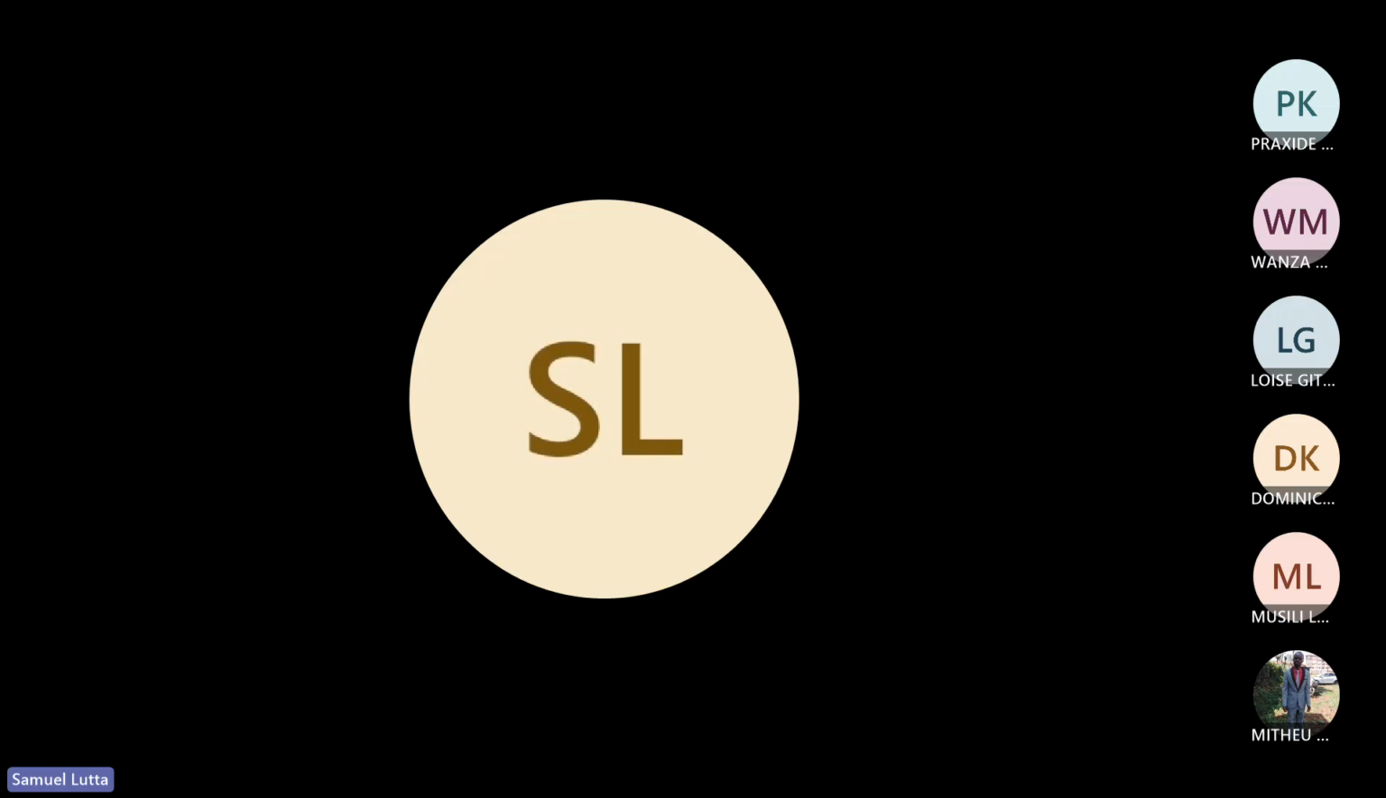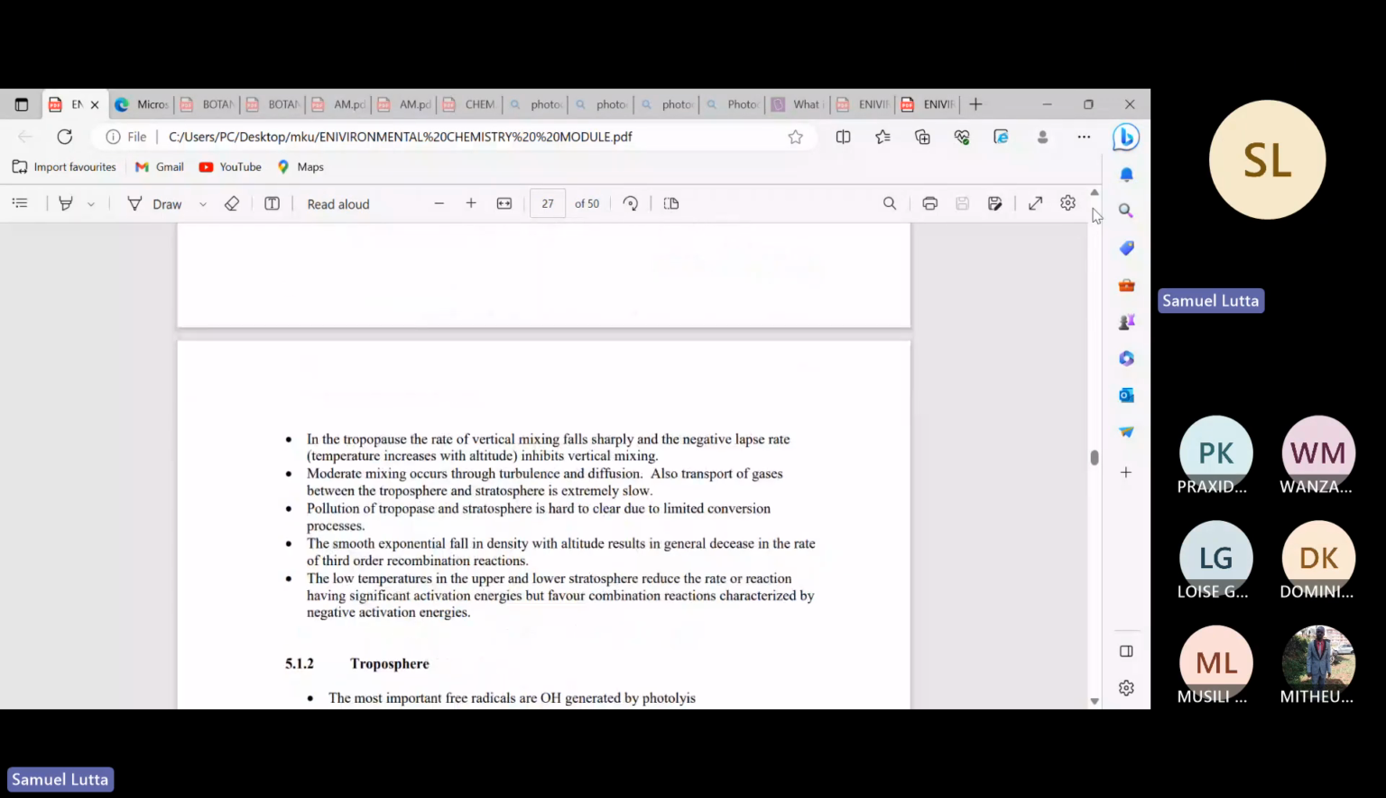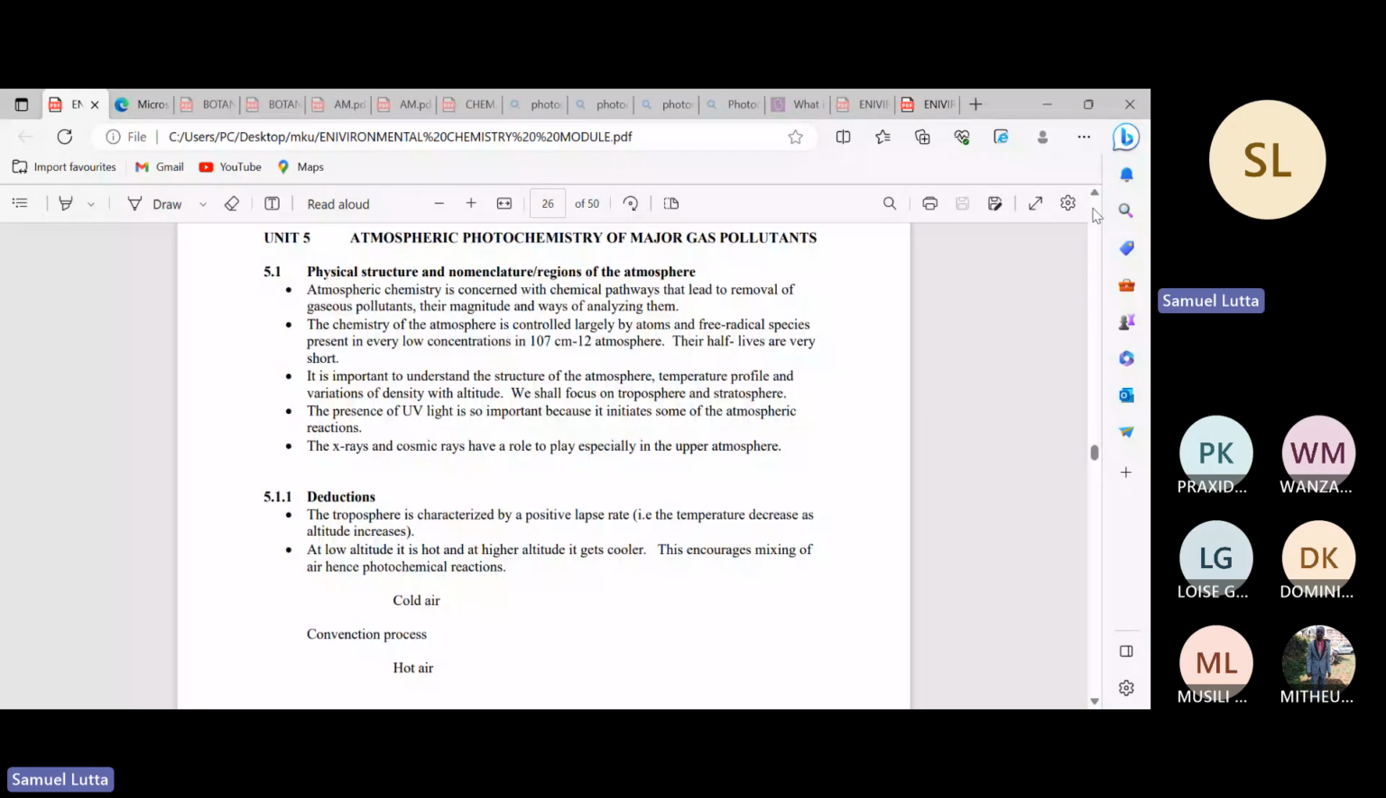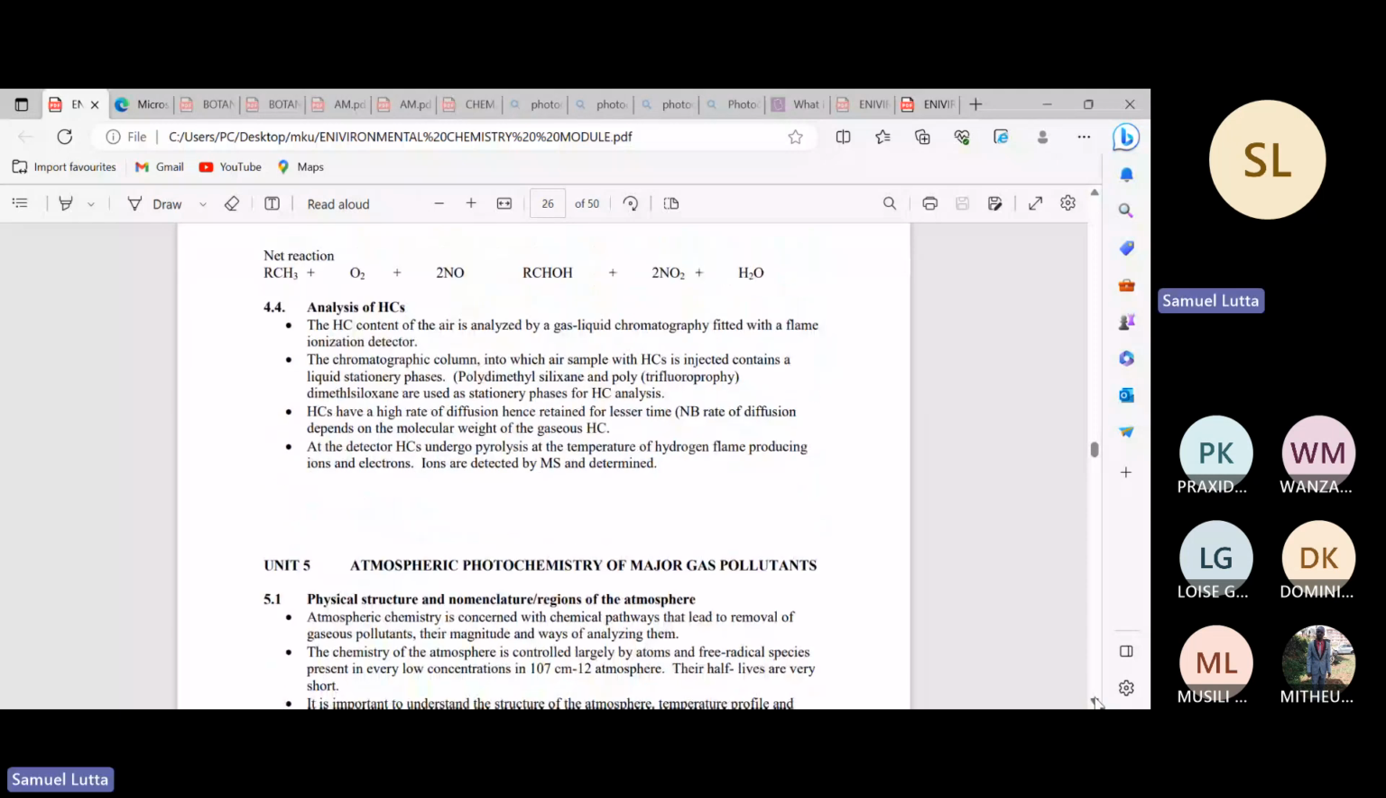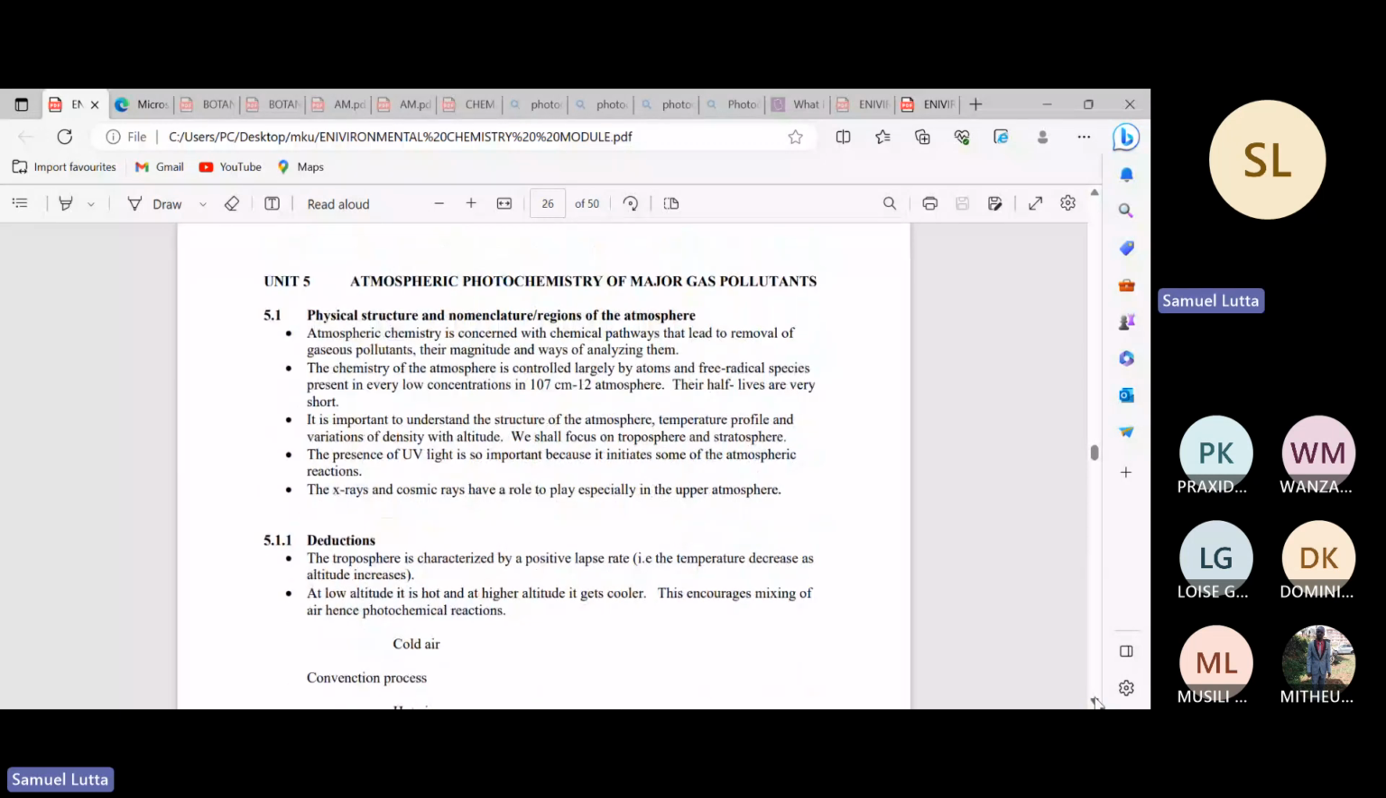The cause mainly is ozone, nitrogen oxide, and the organics. So let's still focus on atmospheric pollution. We said in the atmosphere, the major pollutants are the gases. And I think we'll appreciate that there is a lot of chemistry involved.